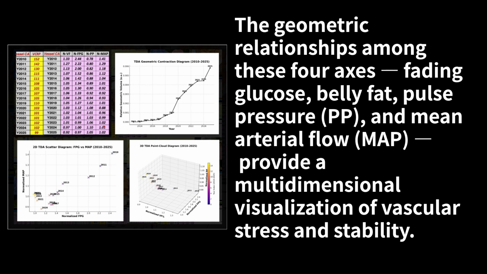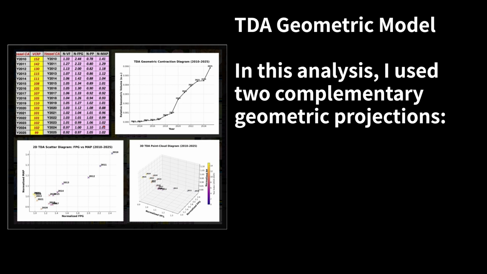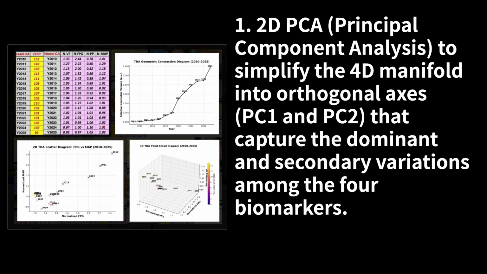The geometric relationships among these 4 axes, fasting glucose, belly fat, pulse pressure, PP, and mean arterial pressure, MAP, provide a multidimensional visualization of vascular stress and stability. TDA geometric model. In this analysis, I use 2 complementary geometric projections. 1. 2D PCA, principal component analysis, to simplify the 4D manifold into orthogonal axes, PC1 and PC2, that capture the dominant and secondary variations among the 4 biomarkers.